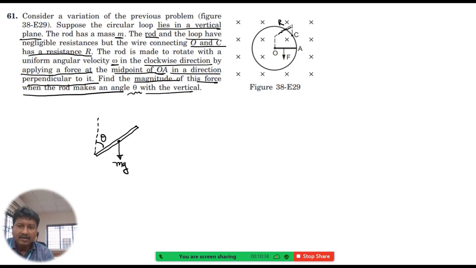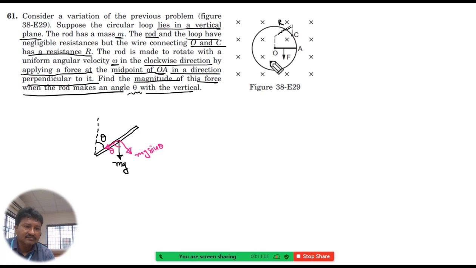If that is the weight of the rod, let us make its components. One component comes in this direction and another component in this direction. This is theta, so this component is mg sin theta.